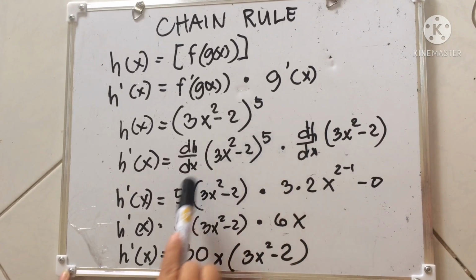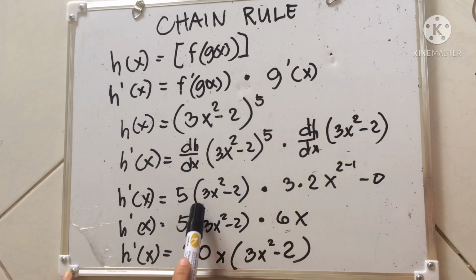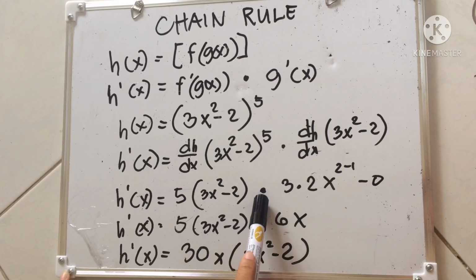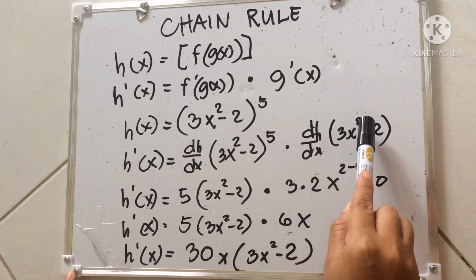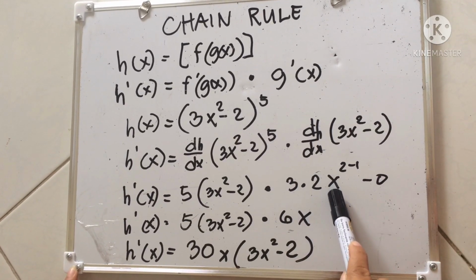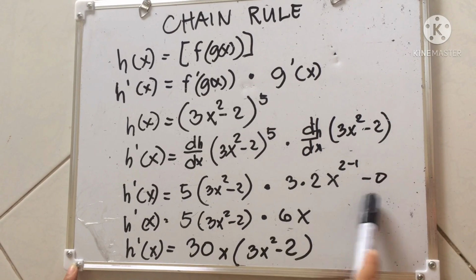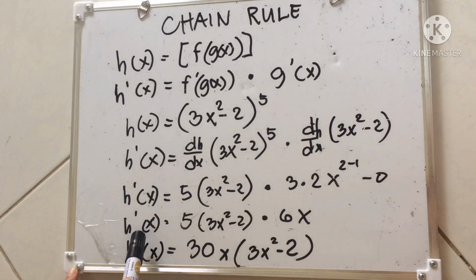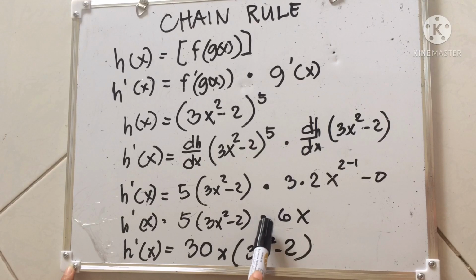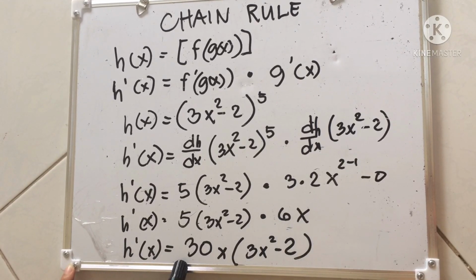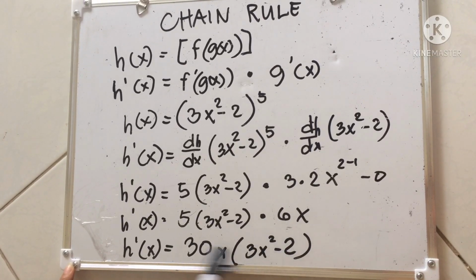Use the power rule: bring down the 5 times the inner function, which is 3x squared minus 2, times, using the power rule also, 3 times 2 and x to the power of 2 minus 1. The 2 is a constant, so 0. So h prime of x is equal to 5 times 3x squared minus 2 times 6x, which is equal to 30x times 3x squared minus 2. So that's the answer.